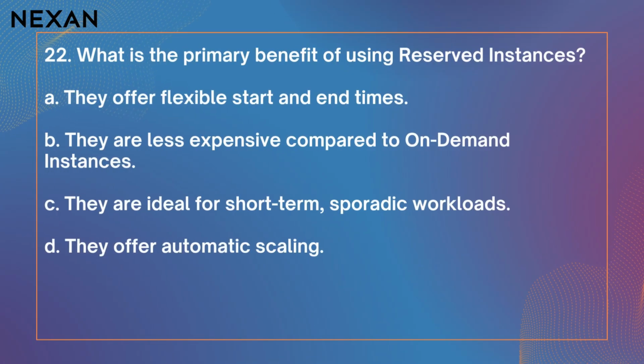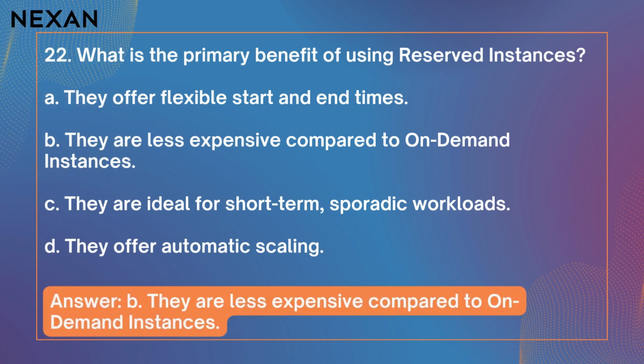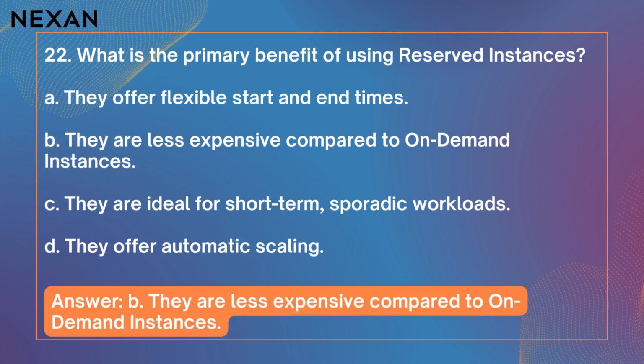22. Which is the primary benefit of using reserved instances? A. They offer flexible start and end times. B. They are less expensive compared to on-demand instances. C. They are ideal for short-term, sporadic workloads. D. They offer automatic scaling. Answer: B. They are less expensive compared to on-demand instances.